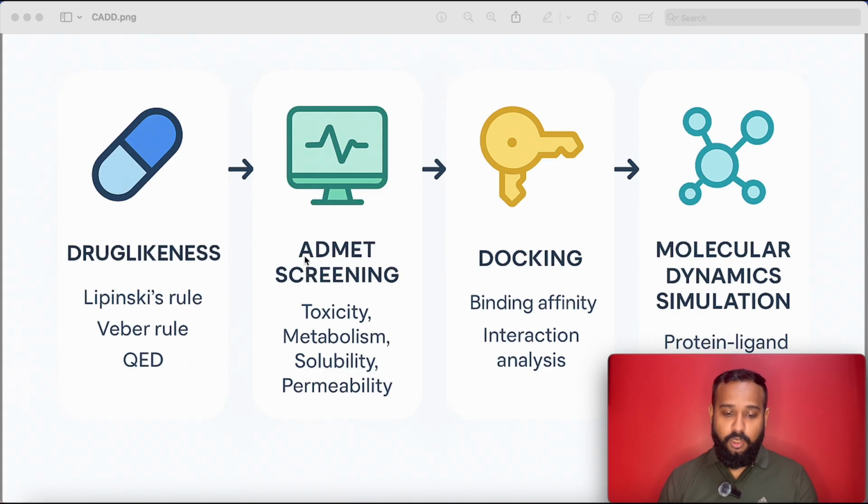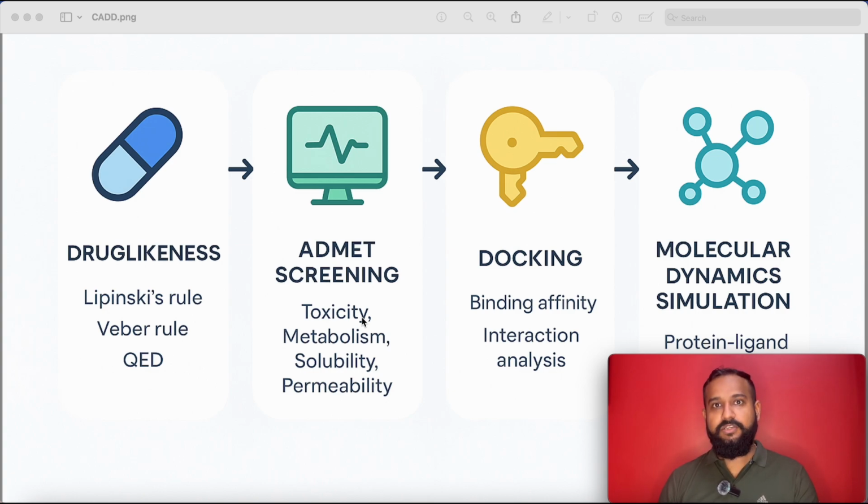That is absorption, distribution, metabolism, excretion. All of these 4 fall under pharmacokinetics. Then the last one is toxicity, that falls under pharmacodynamics. Those screenings are to be done. We will be testing for toxicity results, metabolism, how it is metabolized, is it causing some harm to the liver or not, is it toxic to the kidneys or not.